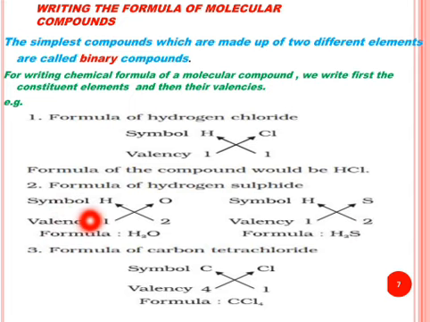Now see one more example, the water molecule H2O. Again it consists of two nonmetals, hydrogen and oxygen. So write the symbol for hydrogen H and oxygen O. Write their valency. Valency of hydrogen is 1. Valency of oxide ion is 2. So cross over their valencies and we get the formula H2O1. Again there is no need to write subscript 1. So the formula comes out to be H2O for the water molecule.